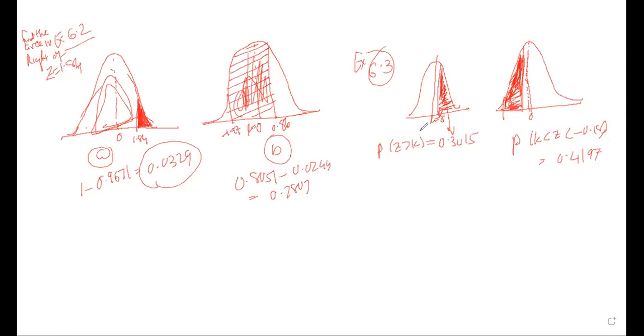Whenever you have this type of thing, please keep in mind that 0.3015 is given to you. As I told you, with the normal distribution we are always looking from here to here. The total area is 1. So I am going to subtract 1 minus 0.3015, and that will provide approximately 0.6985.